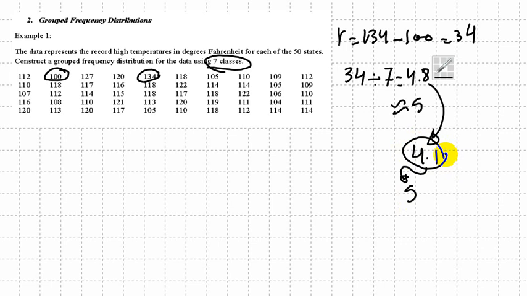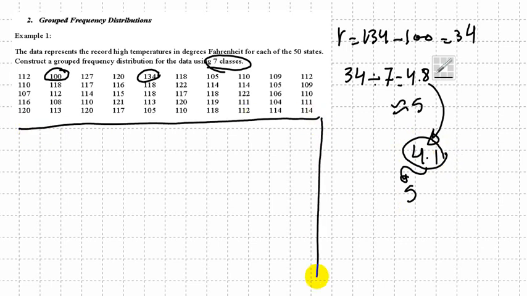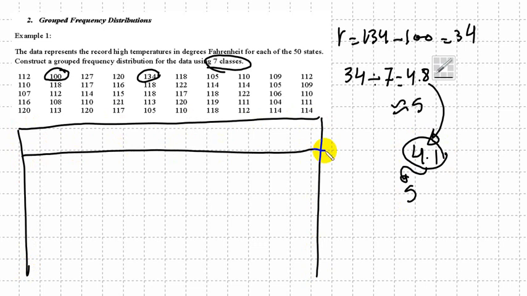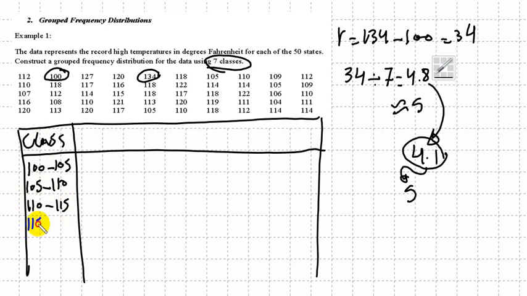Next step, let's draw the table and write the classes. The classes will start from 100 and add 5, so it's 105. The second group is from 105 to 110. The third group from 110 to 115. From 115 to 120. From 120 to 125. From 125 to 130. And the last group from 130 to 135.